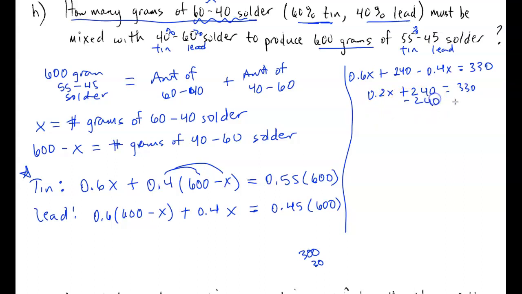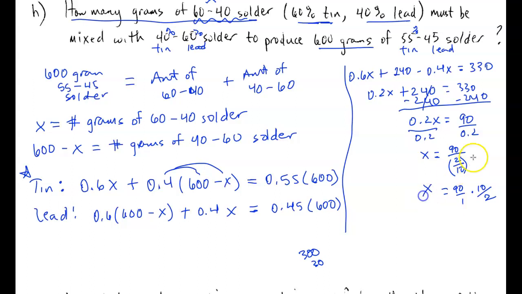From here, we subtract 240 from both sides. Cancel. And then from there, we end up getting the difference between 330 and 240 is 90. Divide that by 0.2. And 90 divided by 0.2 is the same as saying 90 divided by 2 divided by 10, which, if we express that in fraction form, will look like this. So keep, change, flip. And of course, 10 divided by 2 is just 5.